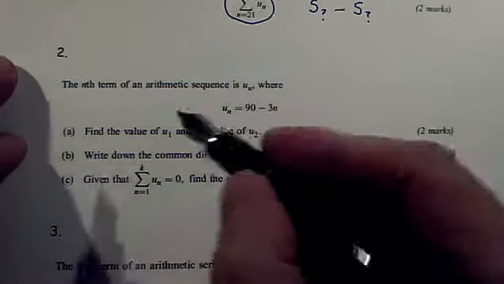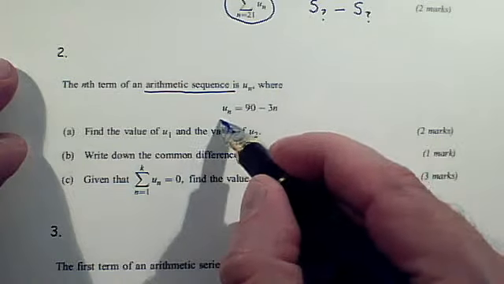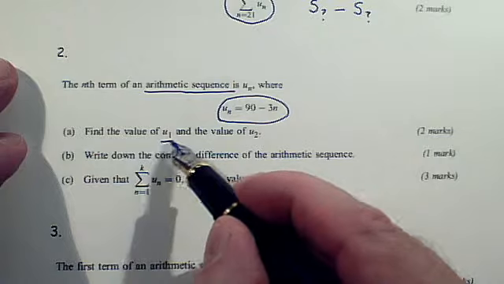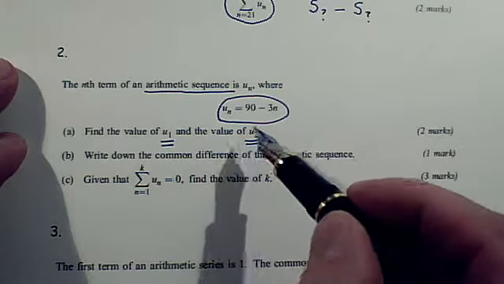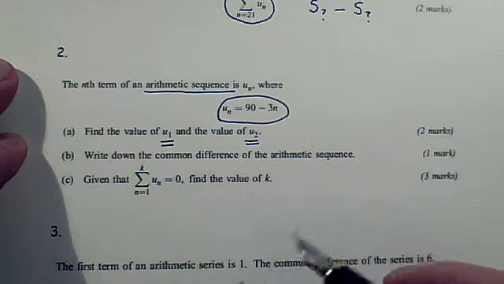Okay, here's a question. It tells us we're dealing with an arithmetic sequence, and it tells us the formula for the nth term. To begin with, we've got to find the value of u1 and u2, so those are particular values of n that we can just substitute into the formula and get 2 marks for.